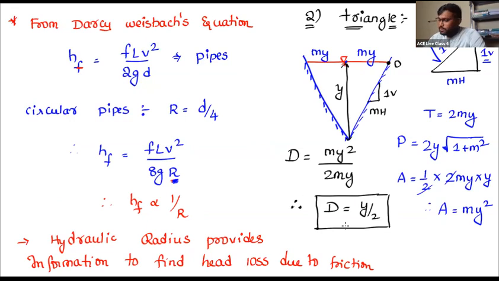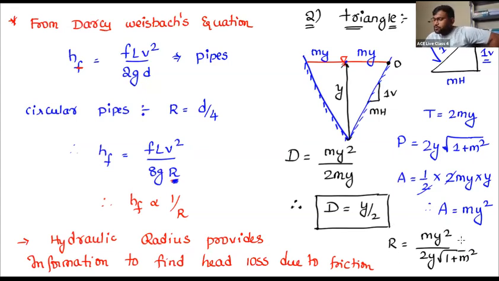Okay. And what about the hydraulic radius? The hydraulic radius is simply R, my square by P, that is my square by 2y into root of 1 plus m square. You don't change it much, because even if you change it, it's not going to change that easily. So you just keep it aside and look at the hydraulic depth in the case of the triangle. The hydraulic depth is going to be y by 2.